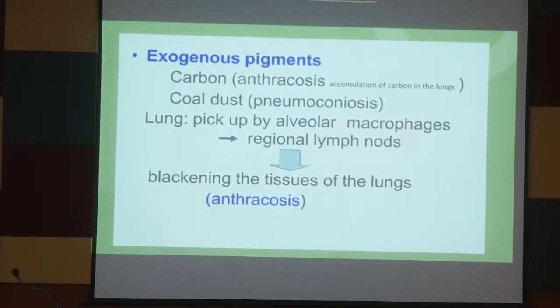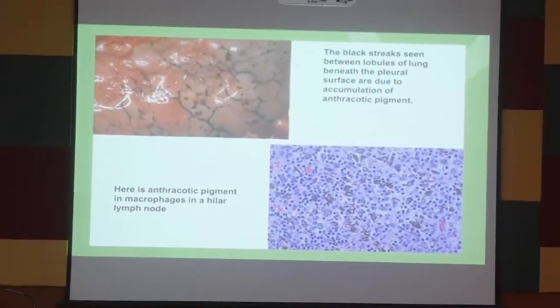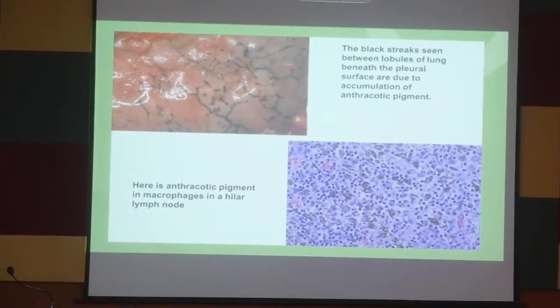So the coal miners, those who work in coal or in mines and have contact with coal or anthracite in their lifetime, have a tendency to develop anthracosis in their lungs. The alveolar macrophages take up the pigment and the lungs take on a black color. Black lung. So this is a picture of a lung. You can see the black pigment over here inside the alveolus.